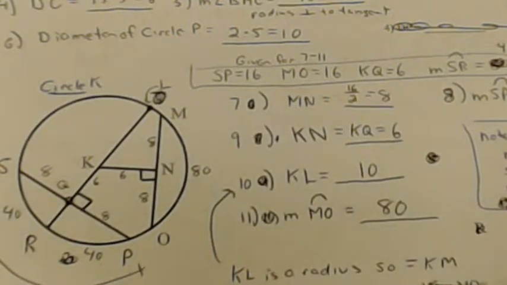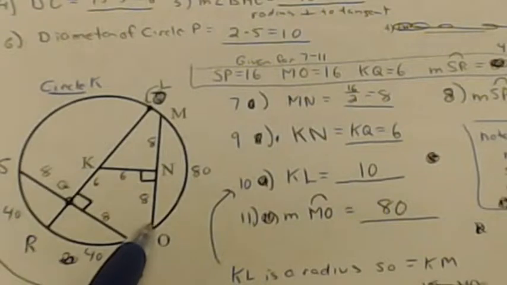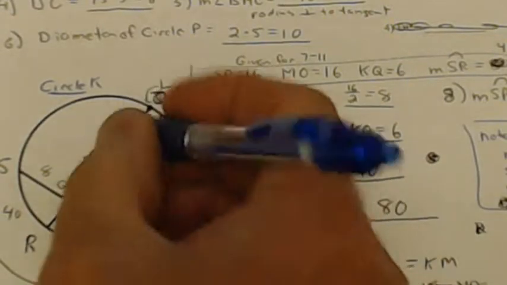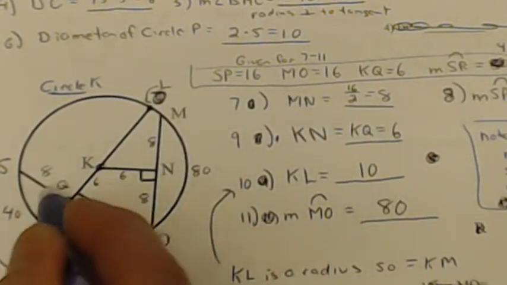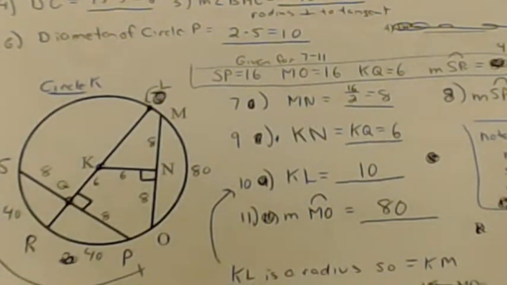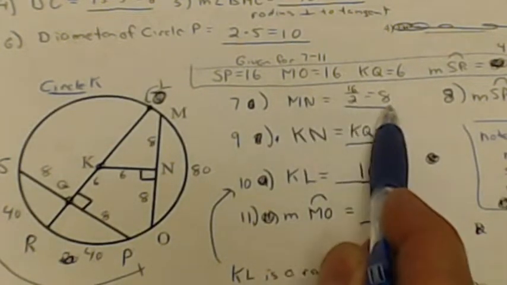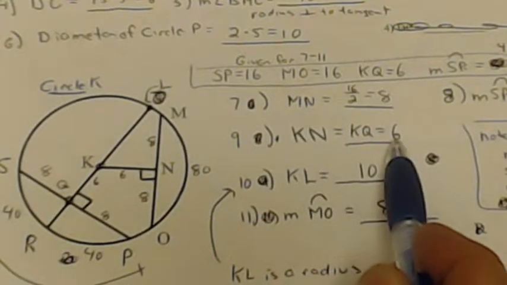Also, we know both of these chords were 16, and we know these segments coming from the center of the circle here are perpendicular to those chords, so they bisect the chords. The 16s are divided into pieces of 8 each. Okay, so we've answered some things. The length of MN over here is 16 divided by 2, which is 8. KN was the same as KQ, it was 6.